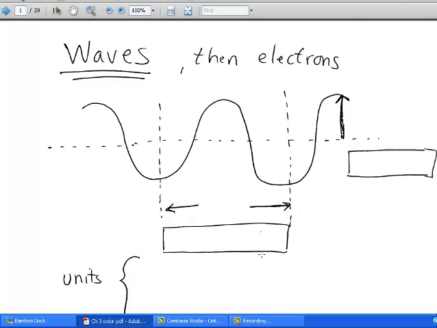Okay, this video is about waves and light, and we're first going to talk about a few pieces of terminology regarding waves, and then we're going to talk about light, and eventually we're going to talk about electrons, but for now it's waves. So this picture shows a wave going up and down, and we talk about the distance from one point on the wave to the same point on the next cycle as being the wavelength.